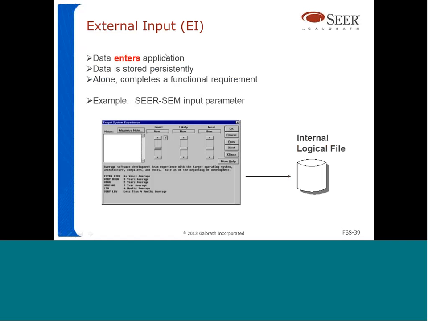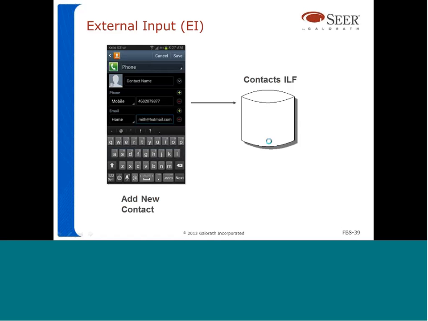So again, an external input is data that enters the application, right? So data enters the application and is stored persistently in an ILF. A good example of an input is changing a parameter in SEER. So when you change a parameter in SEER, you adjust the values for the parameter, and then you press the OK button, and those parameter settings are stored in an internal logical file in SEER. So that's an example of an external input.